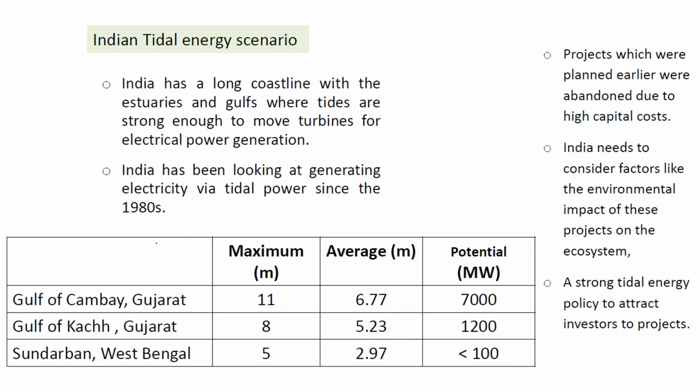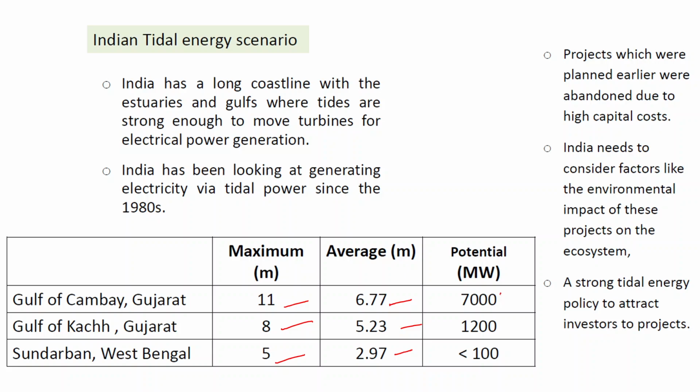In the Indian tidal energy scenario, we can see there are three key areas. That is the Gulf of Cambay with a maximum tidal head of 11 meters, then Gulf of Kutch 8 meters, and Sundarban West Bengal 5 meters. The average head of the Gulf of Cambay is 6.77, the Gulf of Kutch is 5.23, and Sundarbans is 2.97.